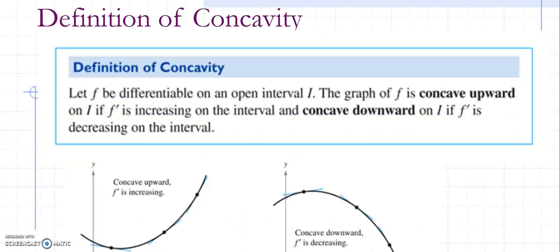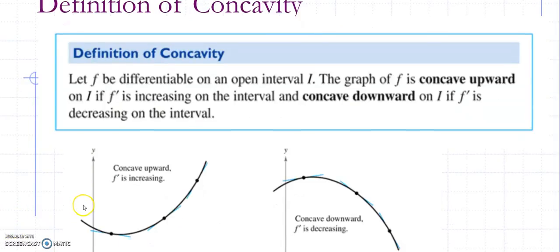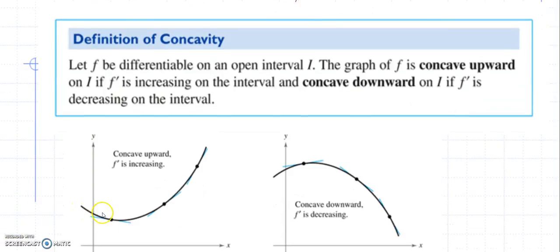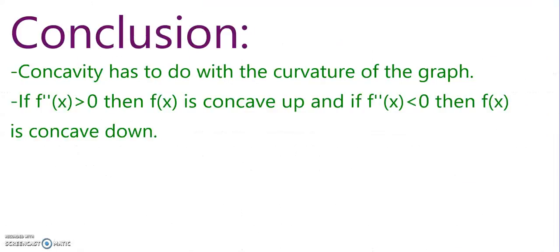So real quick, let's look back here. I just want to point out, concavity does not relate to increasing and decreasing of the function, because here the function is decreasing and it's concave up, and here the function is increasing and it's concave up. Here the function is increasing and it's concave down. Here the function is decreasing and it's concave down. So keep that in mind. All right, so concavity has to do with the curvature of the graph. And we can get that from the second derivative.